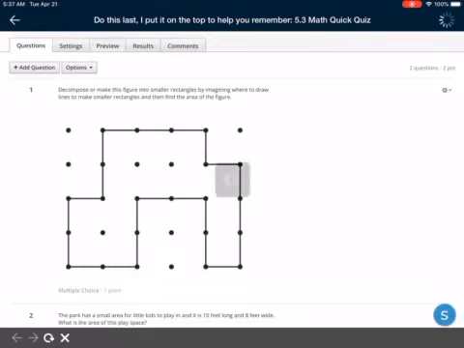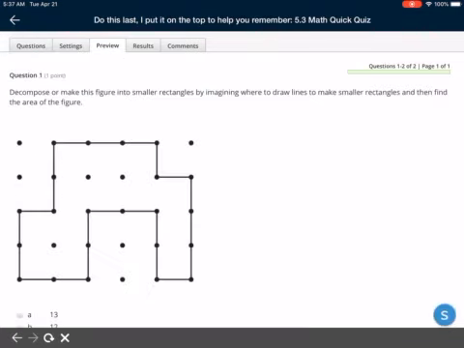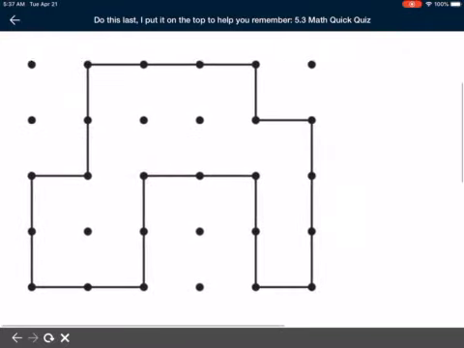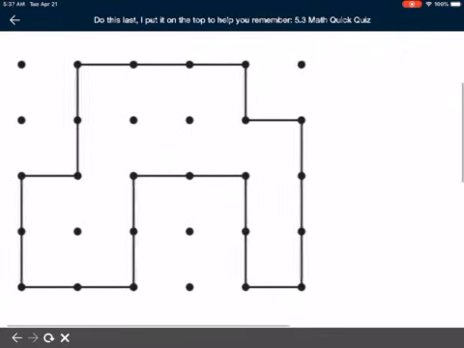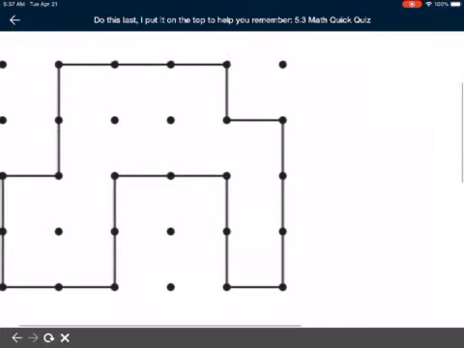When you open it up, yours is going to look like this. You're going to hit start new attempt. Okay, so question 1. Decompose, or make this figure into smaller rectangles by imagining where to draw lines to make smaller rectangles, and then find the area of this figure. Decomposing means you take this whole big shape and try to make it into smaller parts. A way to think about it is, if I'm looking at this shape, where are some spots where I can imagine lines to make it easier to count?